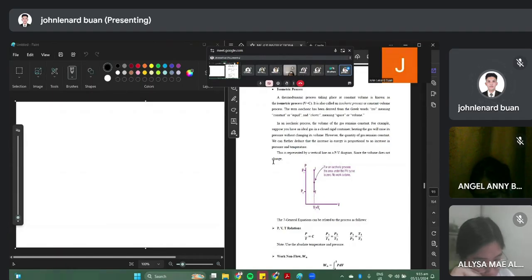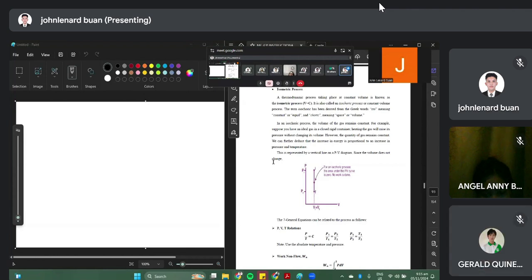So we are done with isobaric, meaning a constant pressure process. This time we'll be dealing with isometric process. An isometric process is a thermodynamic process taking place at constant volume. So V is constant. It can also be called an isochoric process, or constant volume process.